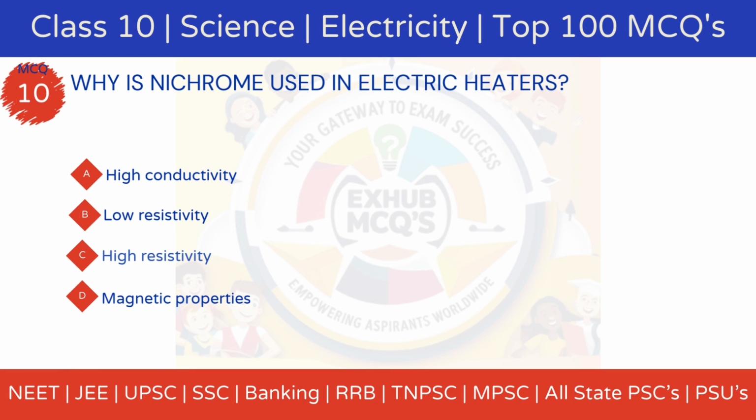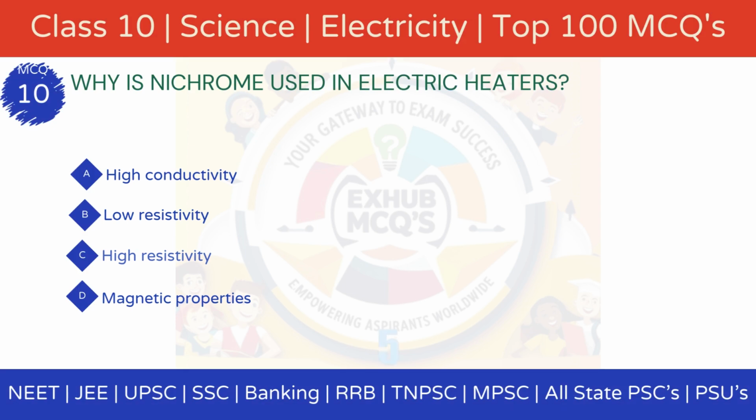Option A, high conductivity. Option B, low resistivity. Option C, high resistivity. Option D, magnetic properties.